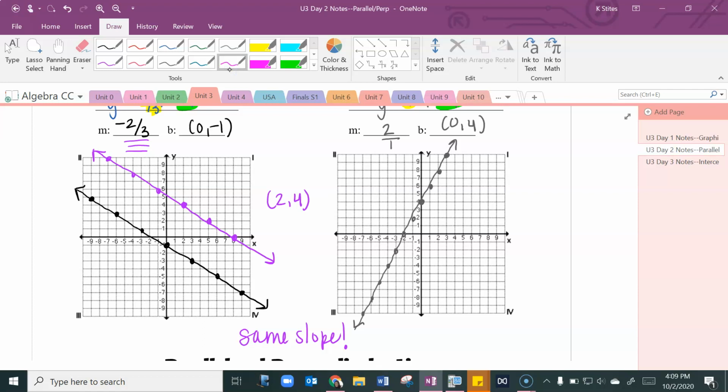Now let's try it for the next one. 2, 4 again. That's right here. This time our slope is 2 over 1, or 2. So we do need to do that slope now. Up 2, right 1, up 2, right 1. And you can see they do look parallel. All right, we have our parallel lines.